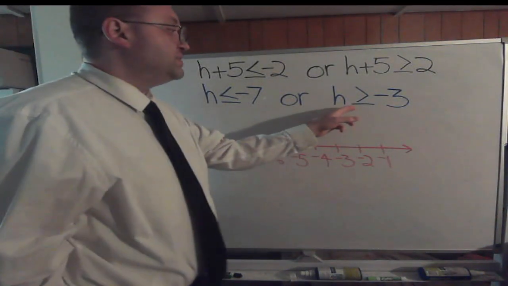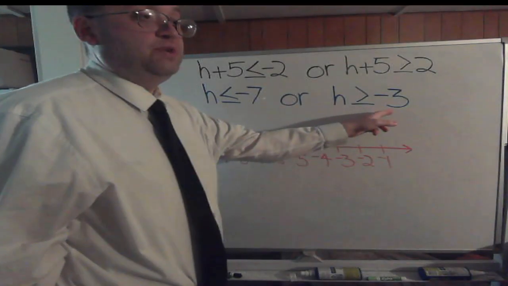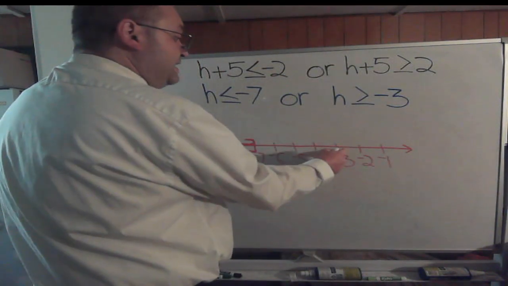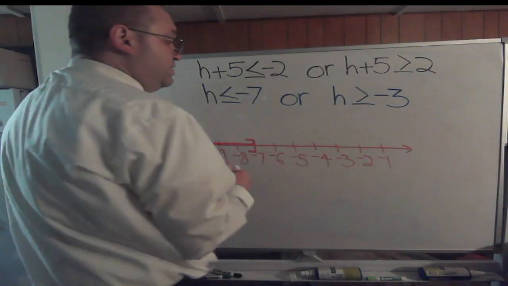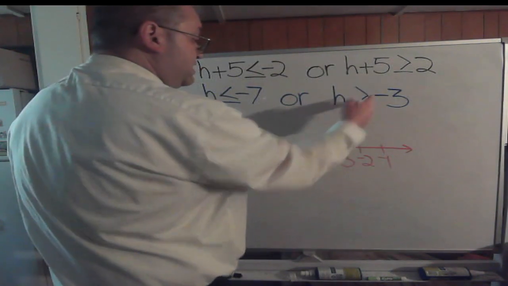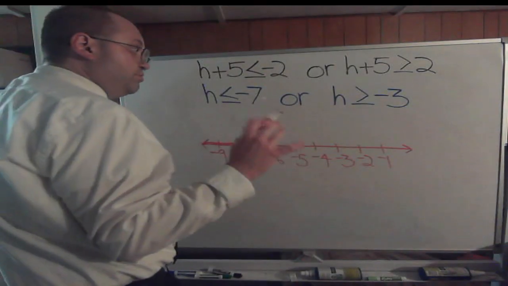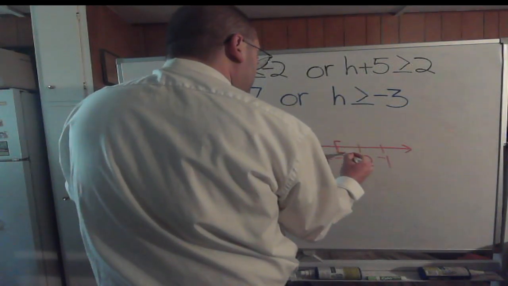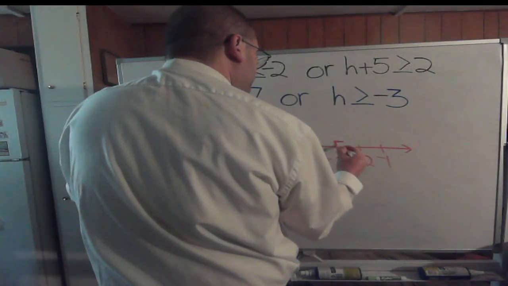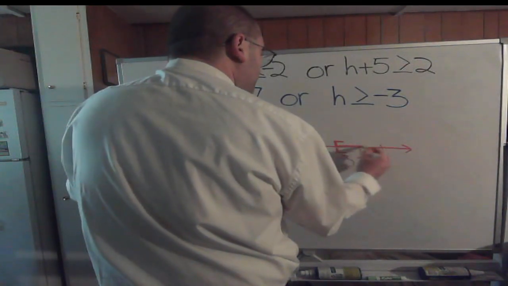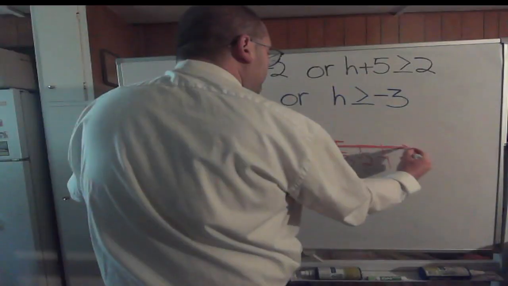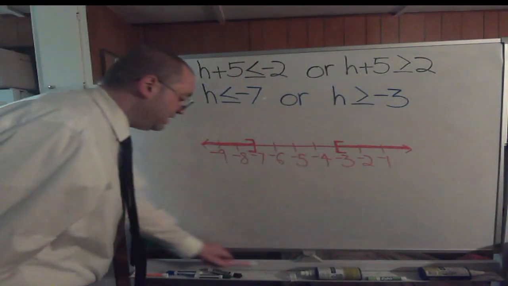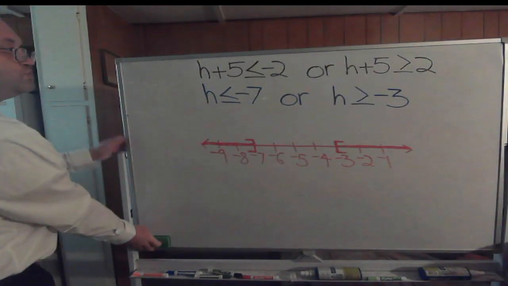Now we have to deal with h is greater than or equal to negative 3. So at negative 3, you're going to put a bracket there because there's the equal component. But since there's the greater than component, the open part of the bracket is going to face all numbers bigger than negative 3. So put a bracket there, and then you just shade the entire region from negative 3 onward. And that would be how you graph such an inequality, how you graph the solution.